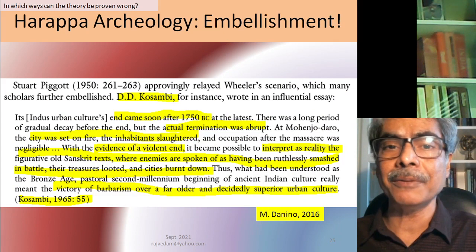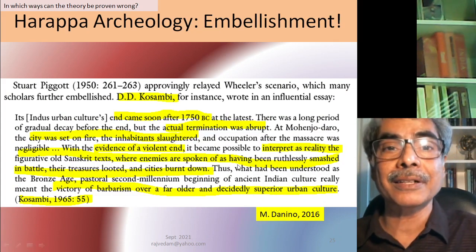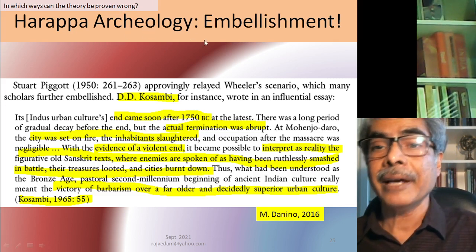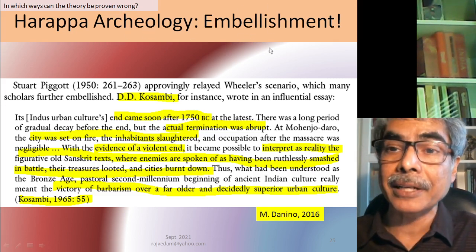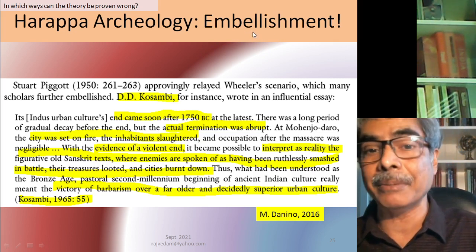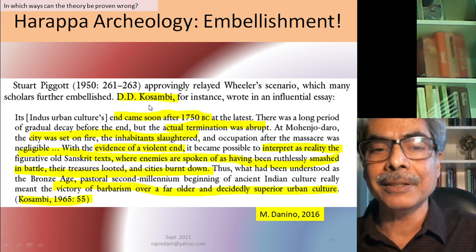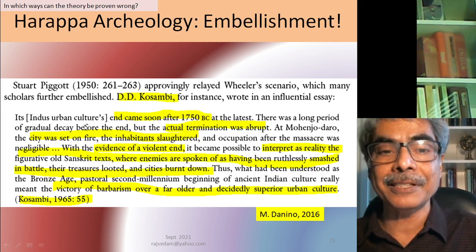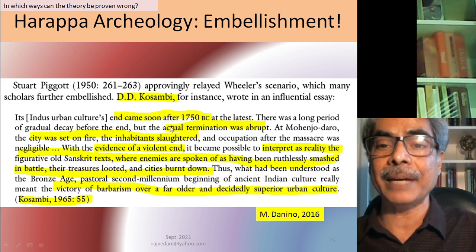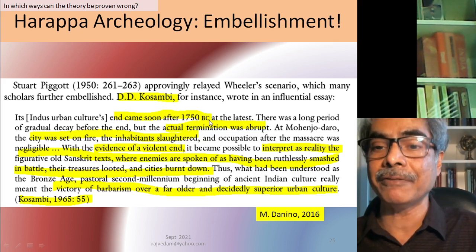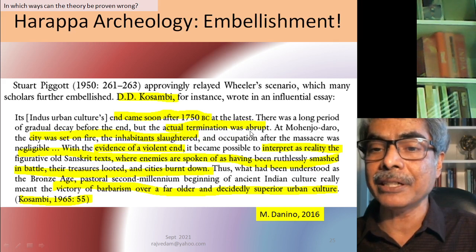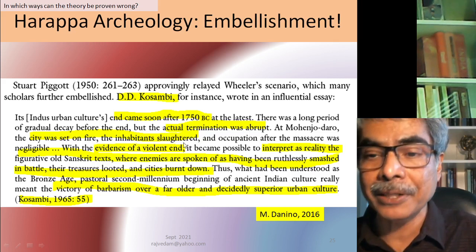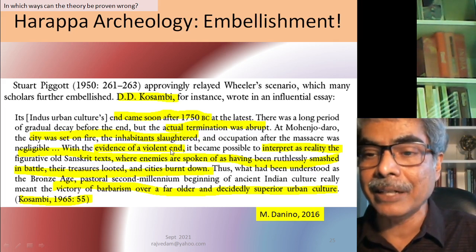So going forward, we see that there are some more ways a theory can be proven wrong by looking at archaeology. Embellishment was done. In addition to bringing in the idea of invasion, it was further embellished. For example, the Marxist scholar Kosambi wrote an essay in which he says the Indus urban culture came to an end soon after 1750 BCE. The actual termination was abrupt. He says the city was set on fire, inhabitants were slaughtered, evidence of a violent end.